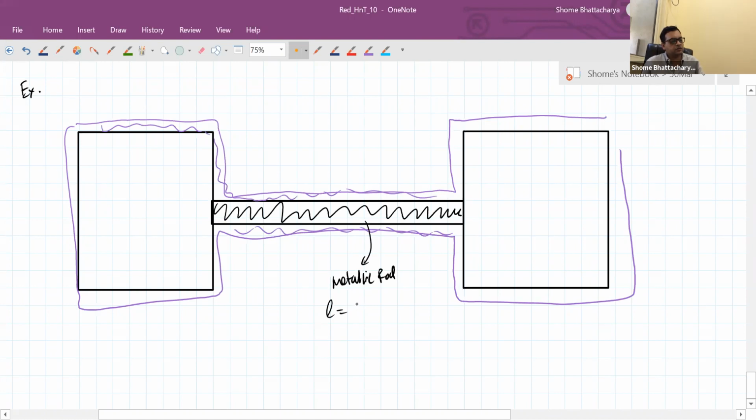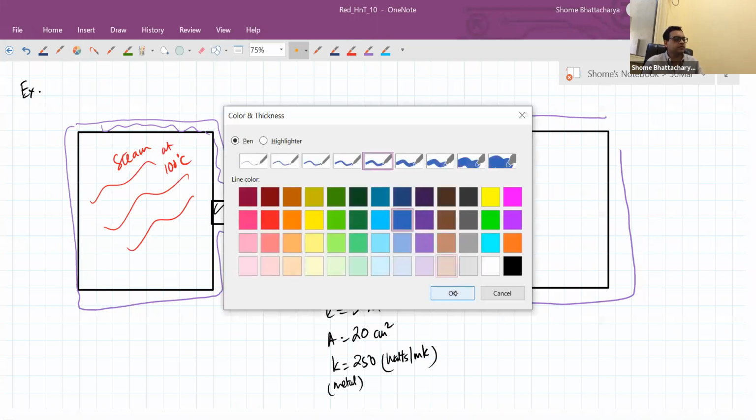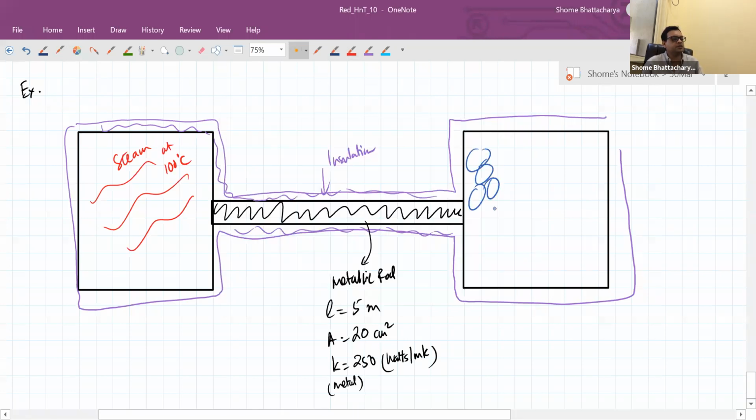of length 5 meters, cross-sectional area 20 centimeters square, and thermal conductivity of the metal is, let us say, 250 watts per meter Kelvin. Now here we are continuously passing steam at 100 degrees C. This is all insulation. Whereas here we have packed this chamber with ice at 0 degrees C.